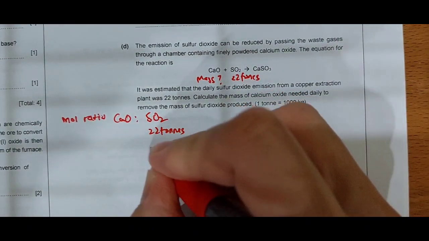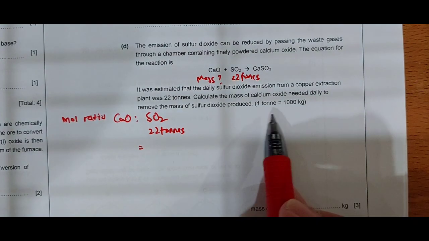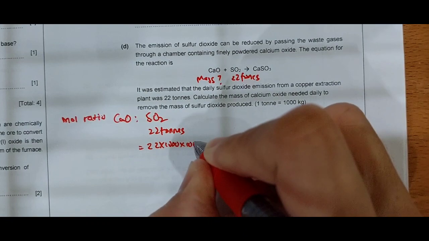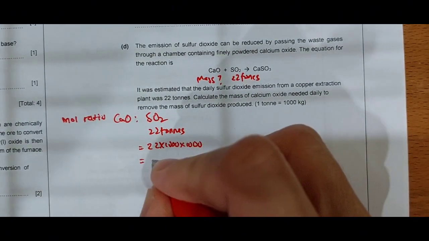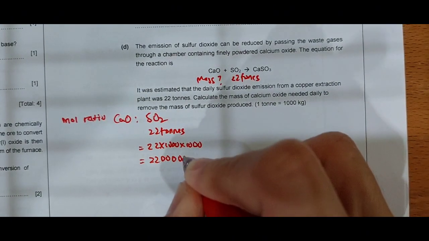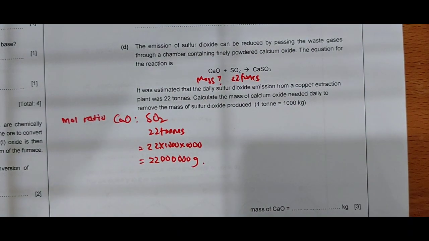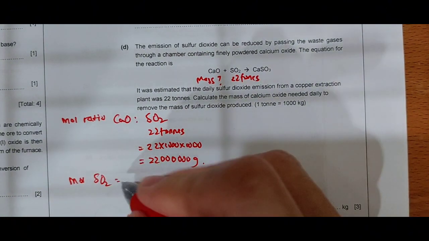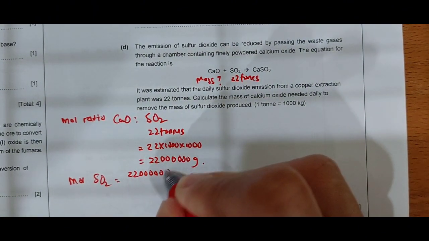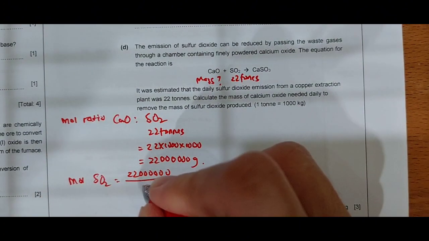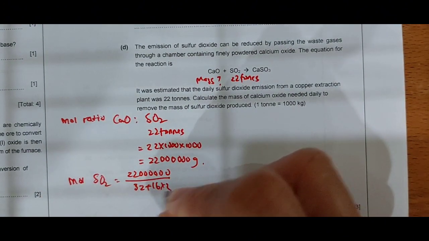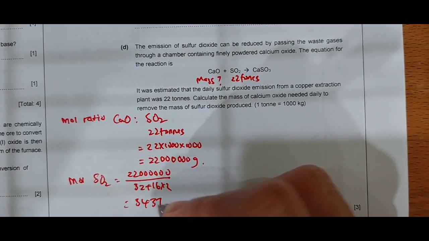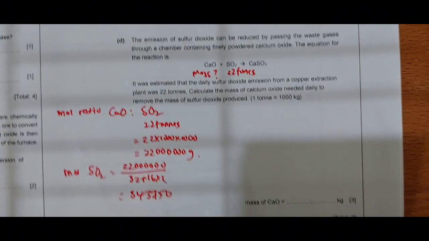So these 22 tons need to be converted to the number of mole. 1 ton is 1,000 kilograms. So it's 22 times 1,000 times 1,000, you have to change it to grams. That would give you 22,000,000 gram. So you have to find out how many mole this is. So the mole of SO2 is the mass 22,000,000 divided by the MR for SO2, which is 32 plus 16 times 2. And if you use your calculator, you'll find that the number of mole is 343750. This is the number of mole of sulfur dioxide.